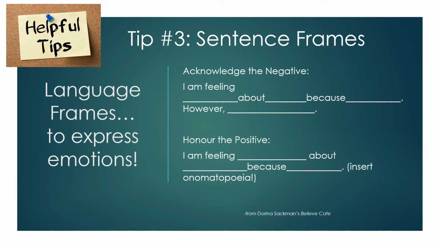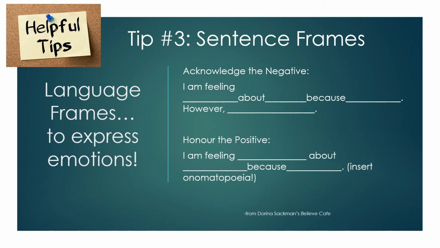Sentence frames are another way to encourage oral participation. Let's take, for instance, the question, "How are you?" Oftentimes, our English language learners will respond with "good, good," or "fine," or "not good." But we know that there are so many other nuances of emotions. And so we can do some vocabulary work with them around the nuances. And then we can use sentence frames to support growth.